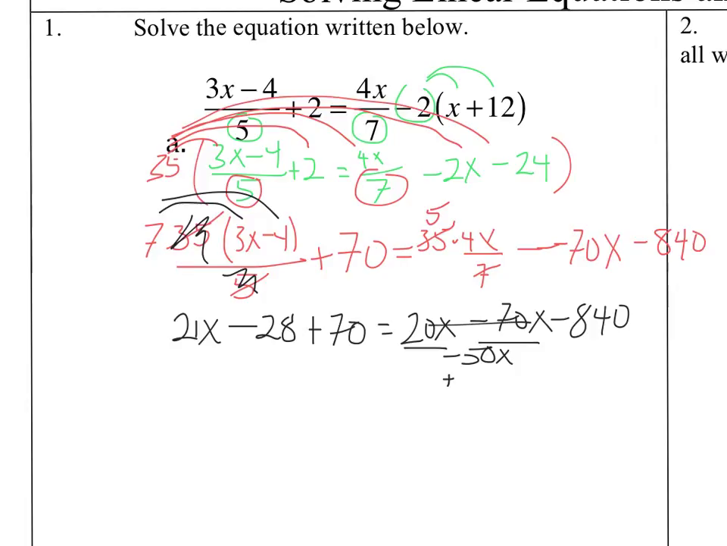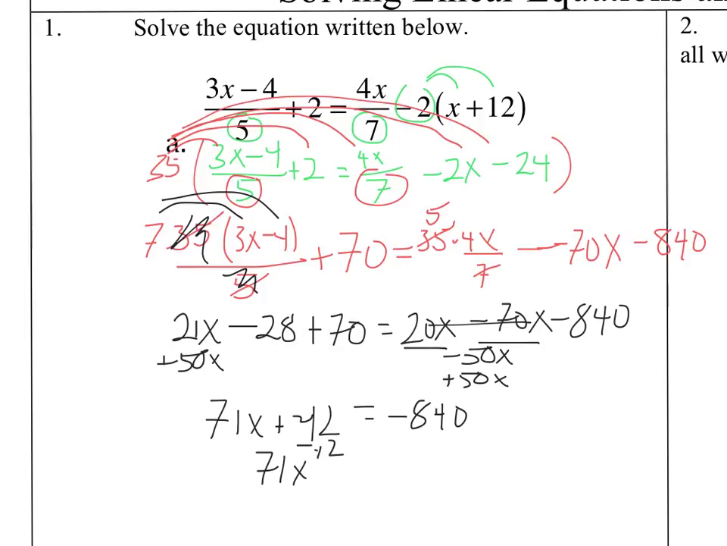And if I add 50x to both sides, we end up with 71x. Minus 28 plus 70 is going to be 42. And on this side, we still have a negative 840. So we get 71x, and subtract 42 from both sides, and we end up getting negative 882.